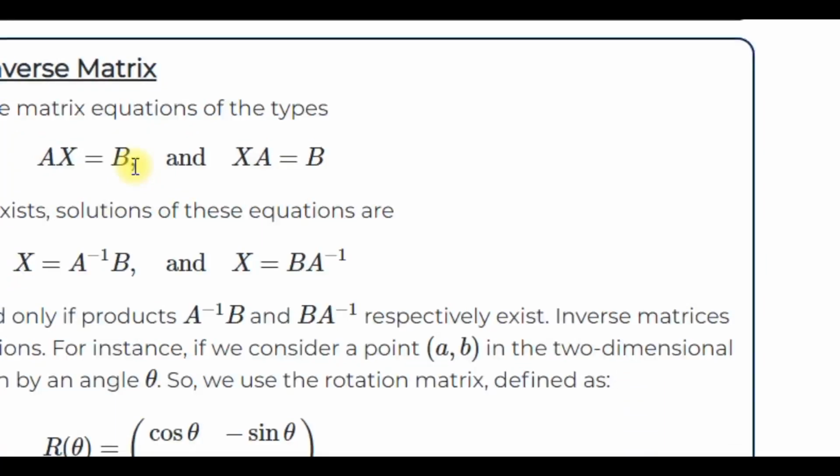This is another question which arises in robotics, that AX equals B and XA equals B. So this matrix is A, B. If the A inverse exists, then the solution of this equation becomes x equals A inverse B and x equals B A inverse.